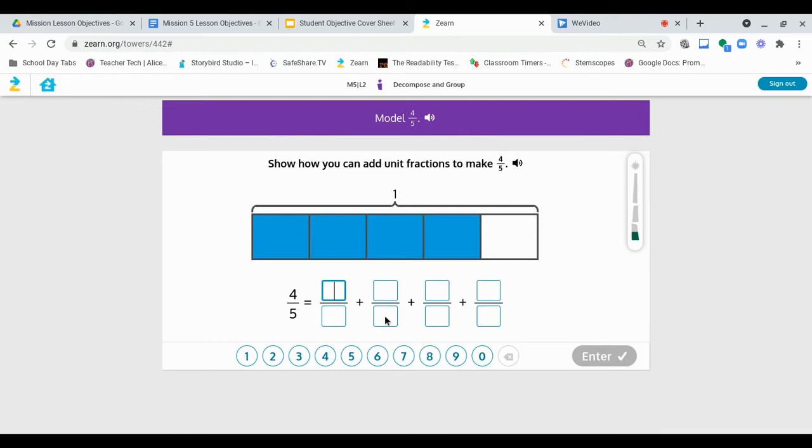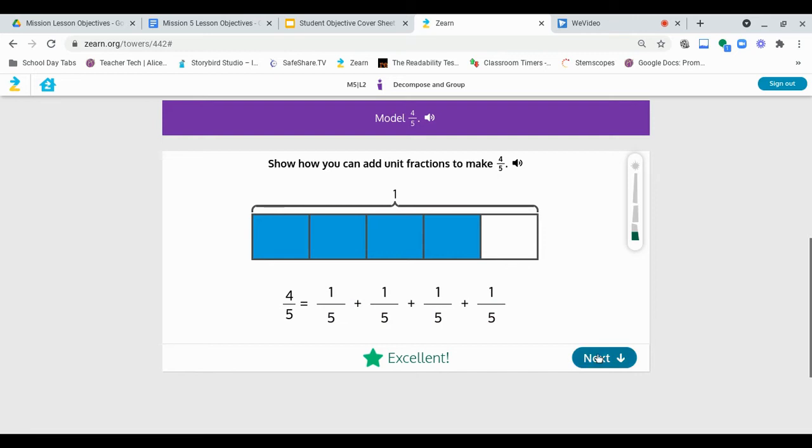Now it says, show how you can add unit fractions to make 4/5. It just wants me to show that what plus what plus what plus what equals 4/5. It just wants me to break it down piece by piece. And what is each one of those pieces worth? 1/5. This is 1/5. This is 1/5. And this last one is 1/5. Each piece is 1/5, and 4/5 equals 1/5 plus 1/5 plus 1/5 plus 1/5, because that's 4 of them.